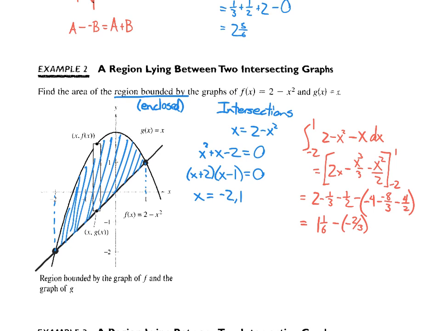So 1 minus a -2/3 is 1 1/6 plus 2/3, or plus 4/6. So that's 1 5/6. That's going to be our area there. Maybe double check the subtraction here.